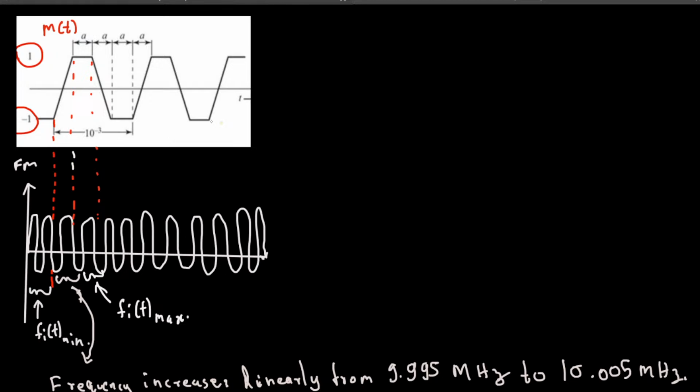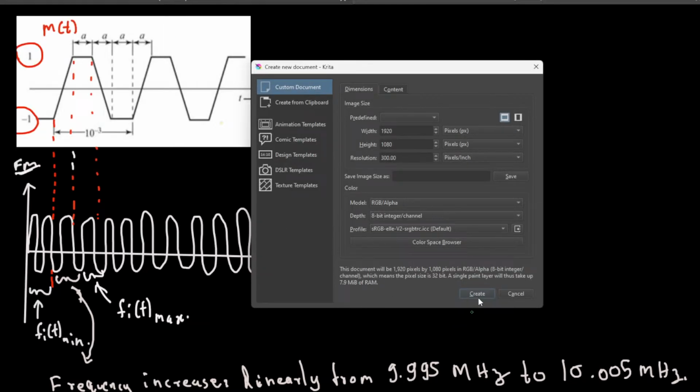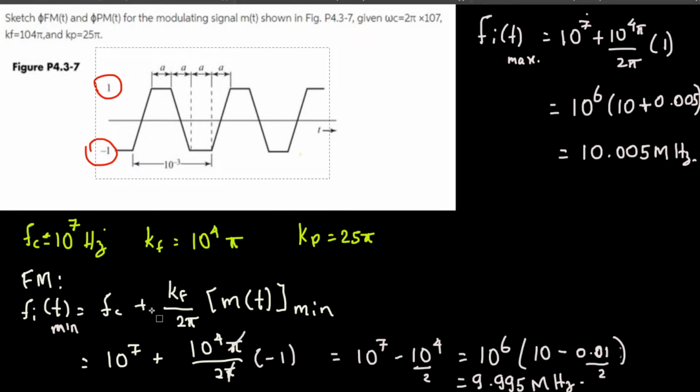Okay, so that's the first FM graph. Now we had to draw the PM graph. Again, same process, we had to find out what's the minimum and maximum, and then we had to draw the graph. So for the PM graph, it's a little bit different. It's gonna be same as before, like if you look at the pattern here, Fc plus Kf over 2 pi M of t minimum, but here we had to take the derivative of this one and then take the minimum of it. So that's going to be the difference here.